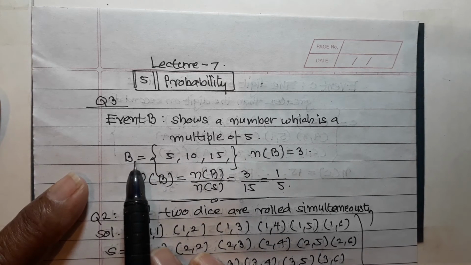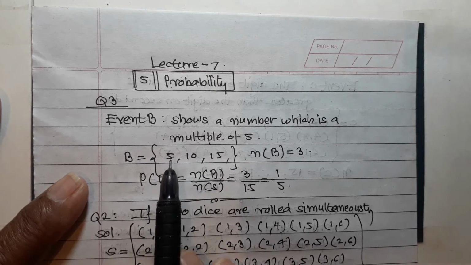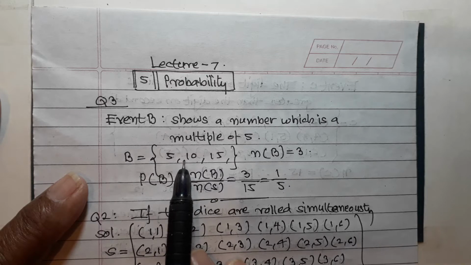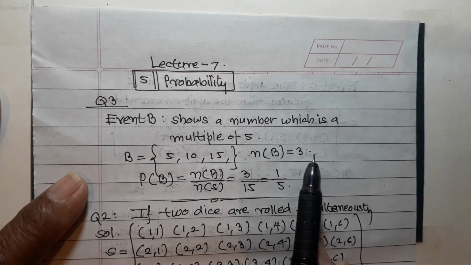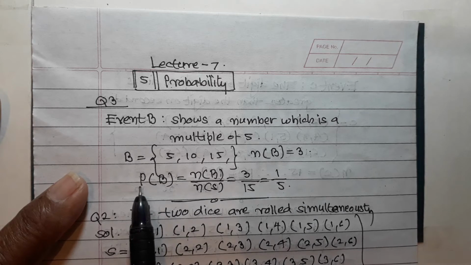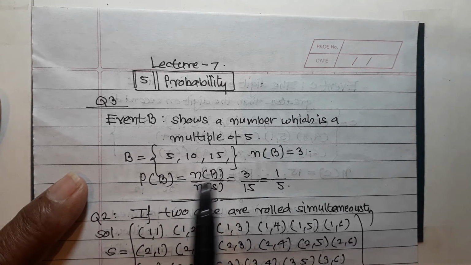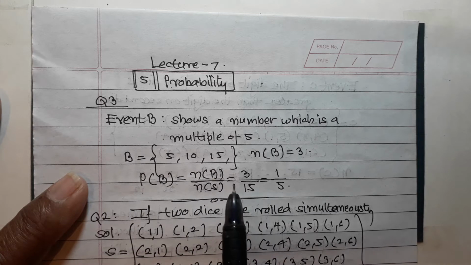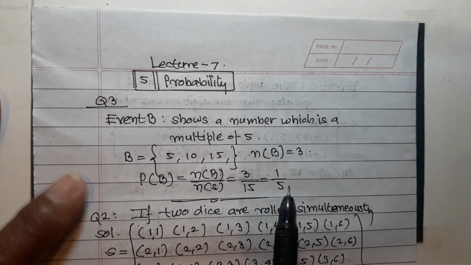So B is equal to, these are favorable outcomes from sample space S: 5, 10, 15. So n of B is equal to 3, and therefore the probability of event B is equal to n(B) upon n(S), which is equal to 3 upon 15. Simplified, this is 1 upon 5.